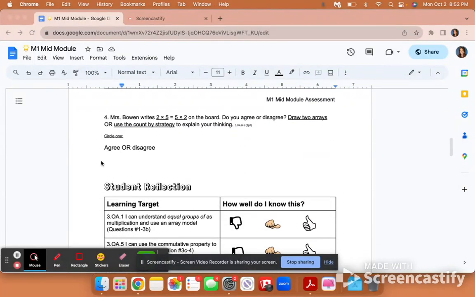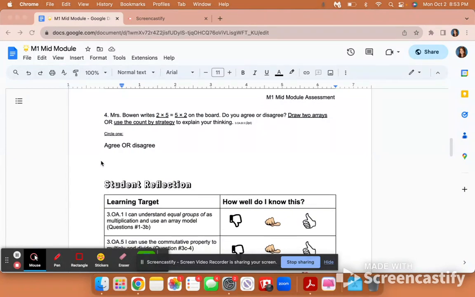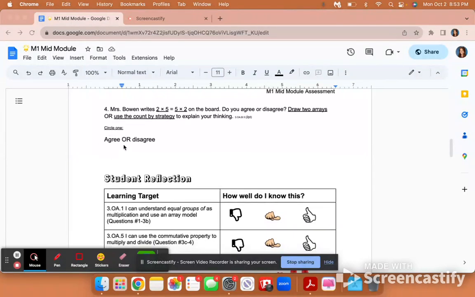Number 4 says Mrs. Bowen writes 2 times 5 equals 5 times 2 on the board. Do you agree or disagree? Draw 2 arrays or use the count by strategy or skip counting to explain your thinking. So remember, draw 2 arrays or you can use skip counting, the count by strategy. And then you're going to circle, do you agree with Mrs. Bowen or do you disagree?